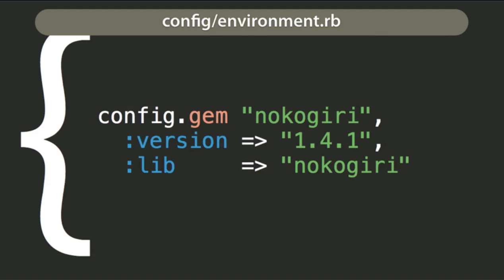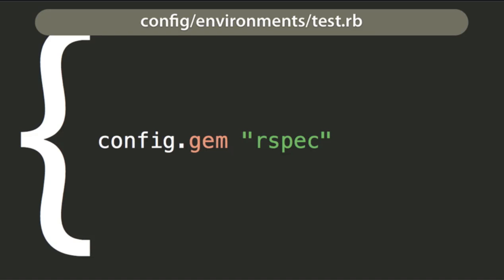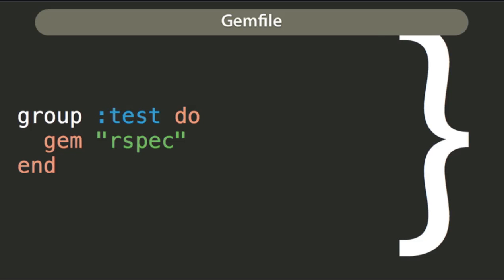If you had something like this, config.gem nokogiri with a version and a lib, this sometimes trips people up. The correct way of converting that is to use gem nokogiri. You specify the version as a second parameter and lib becomes require. If you have any config.gems in the test environment, development environment, or production environment, you want to pull those out and put them into a group in your Gemfile. In this case, since you pulled it out of test.rb, you want group test do, gem rspec.